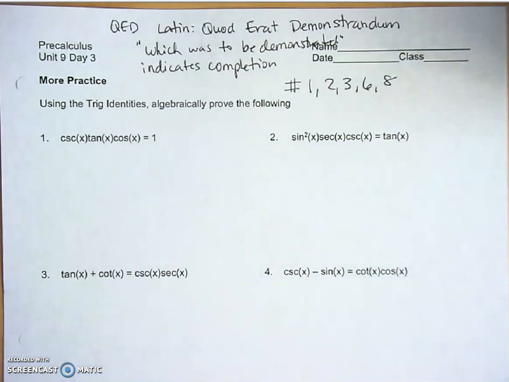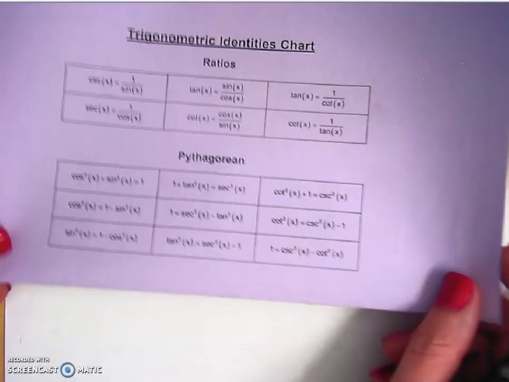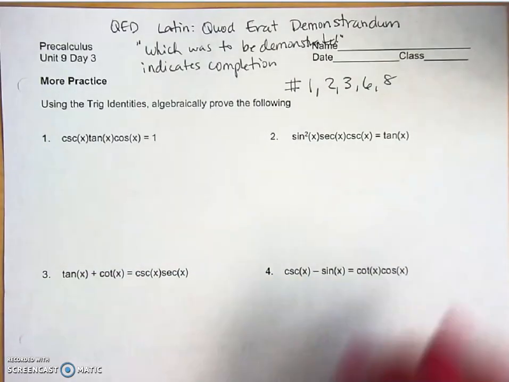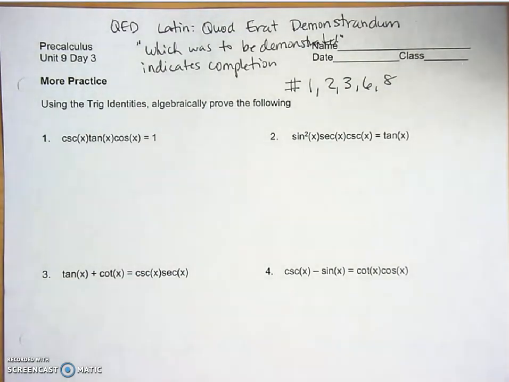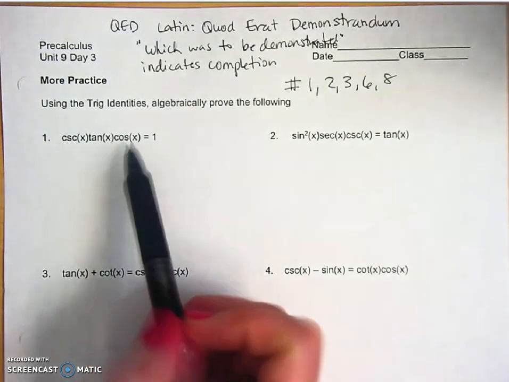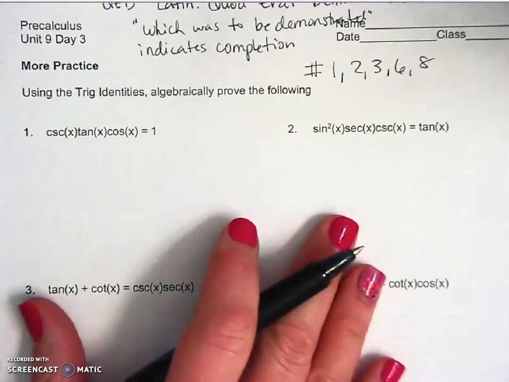All right, so looking at number 1, cosecant times tan times cosine, we want to know if that would simplify to 1. So have your chart out with the trig identities and the Pythagorean identities. First I want to identify something that can't be rewritten, and that's cosine. It's just cosine. But we can rewrite cosecant and tangent.